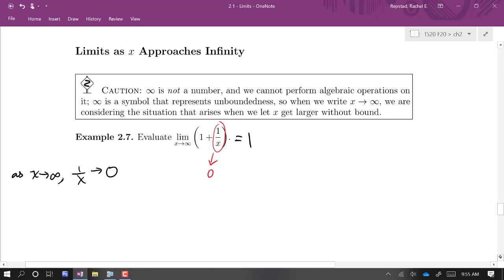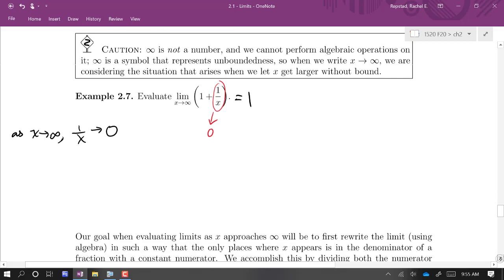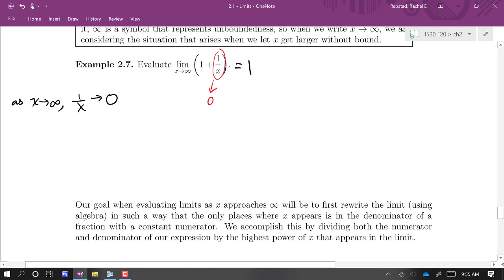So the idea when we are doing these limits as x approaches infinity is that we want to rewrite the limit. We want to use algebra to rewrite it in such a way where x only appears as the denominator of a fraction with a constant numerator.